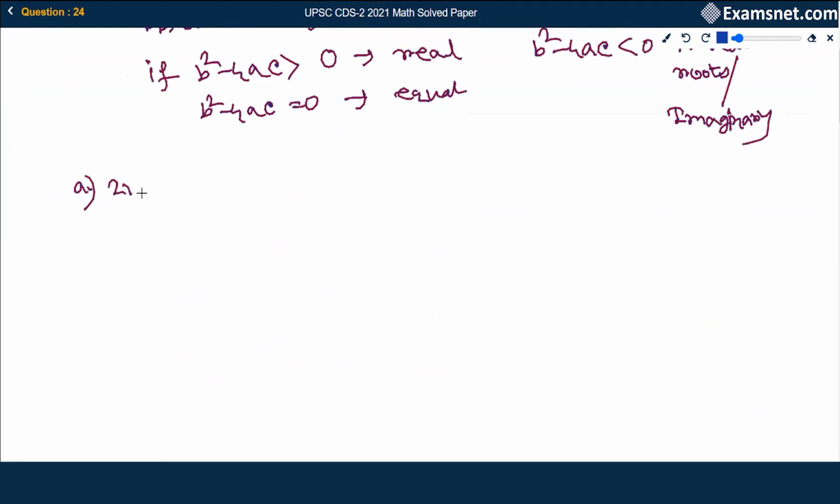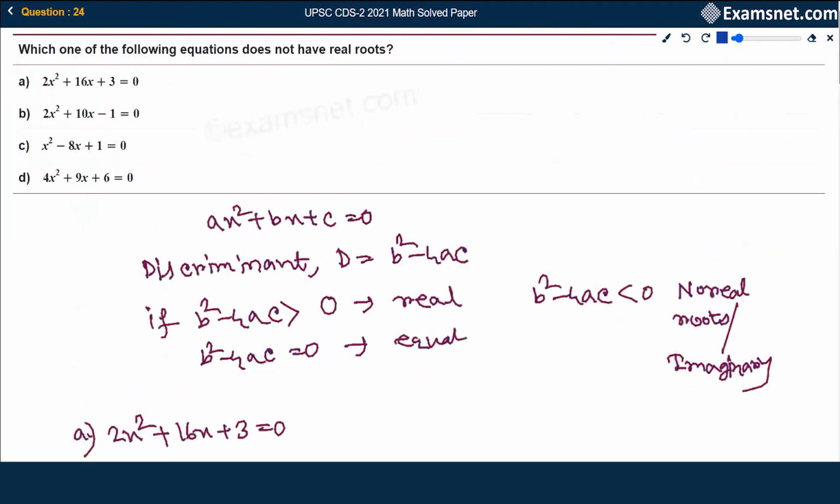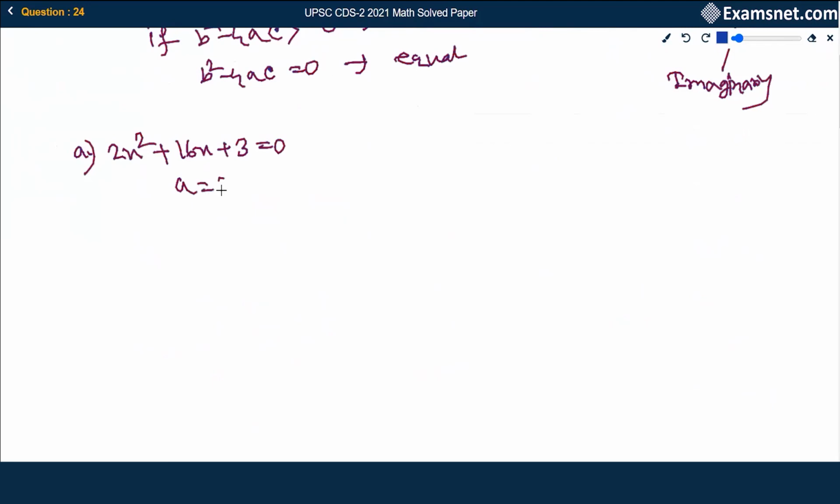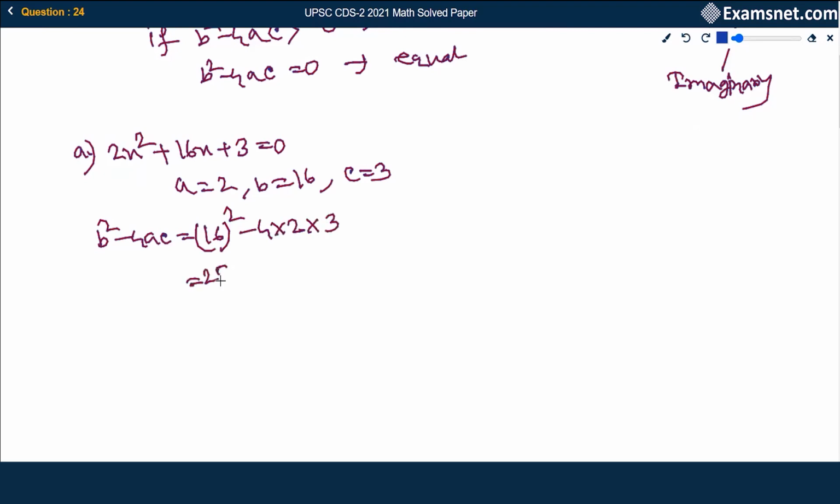Okay, so let's start with the first equation, that is 2x squared plus 16x plus 3 equals 0. We can compare it with the general form. So we will get a 2, b 16 and c 3. So b squared minus 4ac will give us 16 whole square minus 4ac, 256 minus 24, 232. That is greater than 0. So roots are real. It's not the answer.